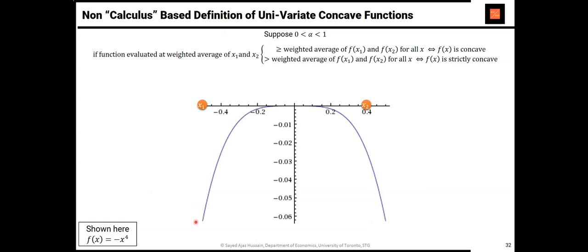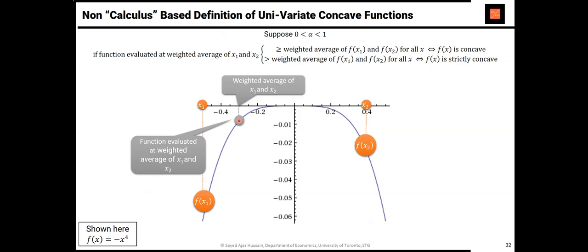What you see here is the function minus x to the power 4. It first says take two values of x. Here's the value of the function at x1. Here's the value of the function at x2. Now, imagine a weighted average of x1 and x2. A weighted average by definition should be somewhere on a straight line connecting these two points, somewhere in between. And now ask yourself, what's the value of the function at this weighted average?